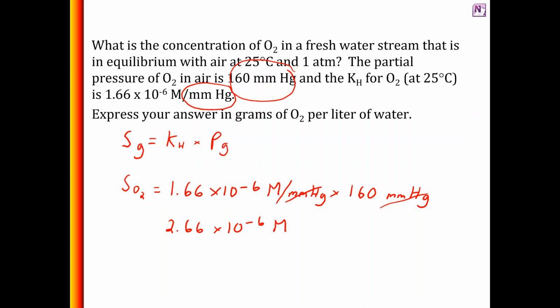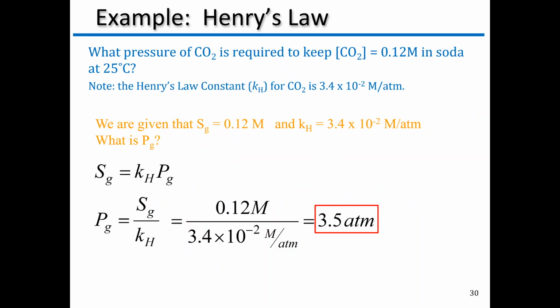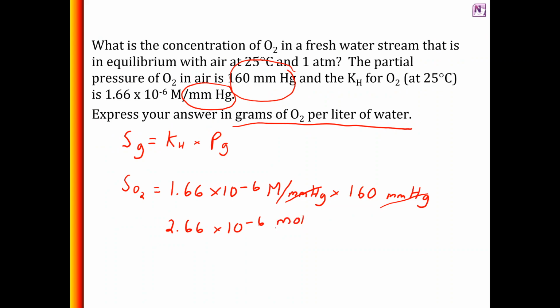Okay, but we need to go one more step. So it wants to know how many grams of O2 per liter of water. So right now we're in molarity, and remember that we can rewrite molarity as being moles over liters. Okay, so we want to get to grams of oxygen. So how can we do that? So if we just take our 2.66 times 10 to the minus 6, and let's write this with dimensional analysis. So moles over 1 liter.